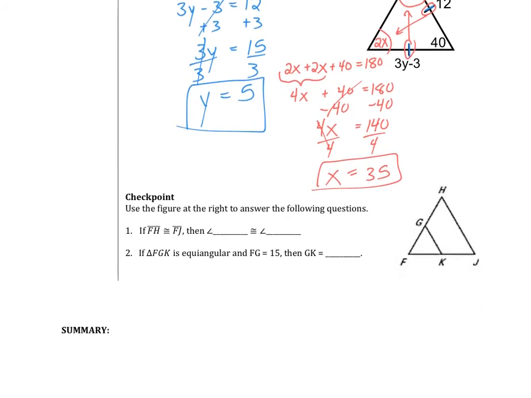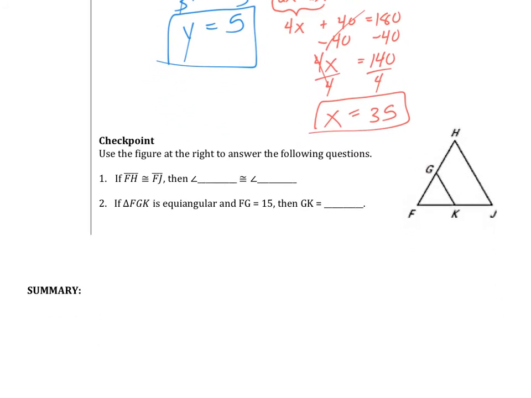Okay, and then we have a checkpoint, the last part here. Use the figure at the right to answer the following questions. If FH is congruent to FJ, so we have this big triangle, and they tell us that FH is equal to FJ. So those two red lines are congruent. What that means is the opposite angles are congruent. So it would be those two angles. So it would be angle H is congruent to angle J.